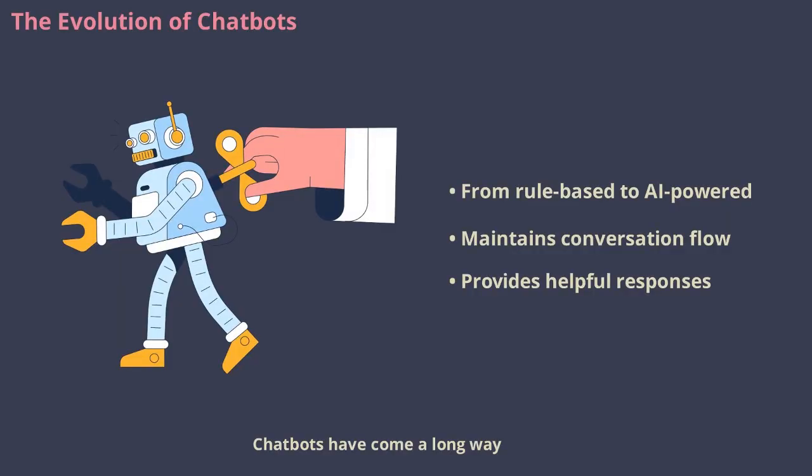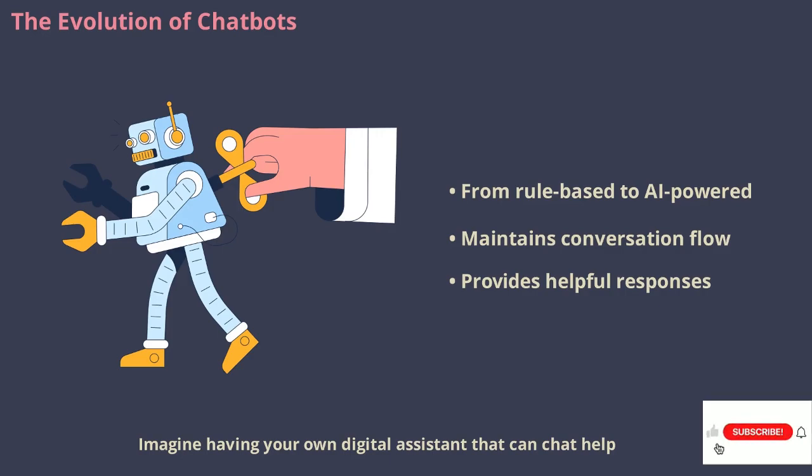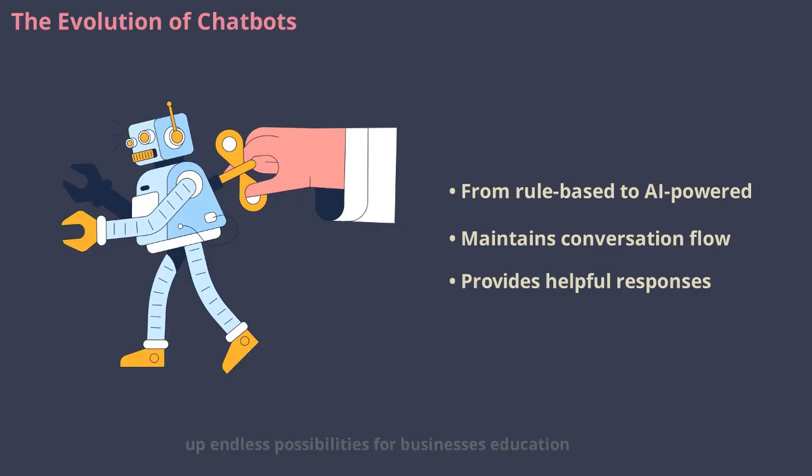Chatbots have come a long way, evolving from simple rule-based systems to intelligent conversational partners powered by large language models. With today's technology, you can create chatbots that understand context, maintain conversation flow, and provide helpful responses, all with just a few lines of code. Imagine having your own digital assistant that can chat, help, and engage users in meaningful conversations. This transformation has opened up endless possibilities for businesses, education, and personal productivity. Let's explore how these advancements make chatbots more human-like than ever before.